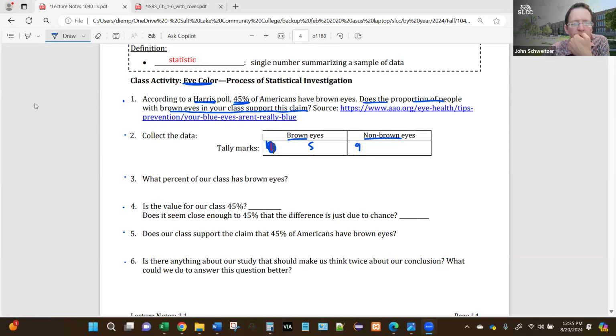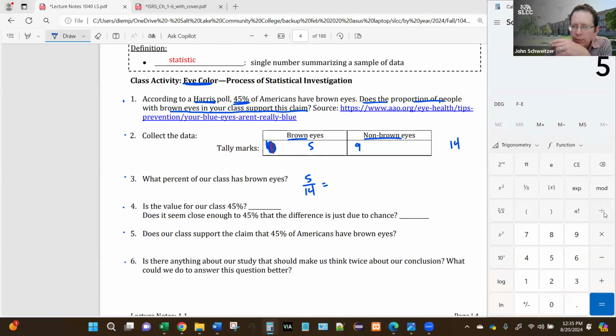Okay, so there we go. We've collected the data. There are 14 of us in here. Now we're going to describe the data. What percent has brown eyes? Well, 5 out of 14, right? 5 out of 14 gets us our proportion. So that's going to be 5 divided by 14. So we're looking at 36%.